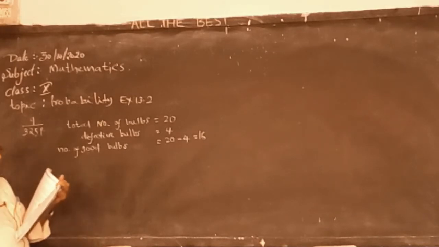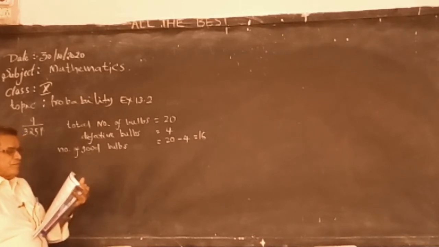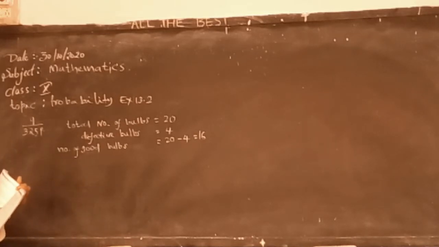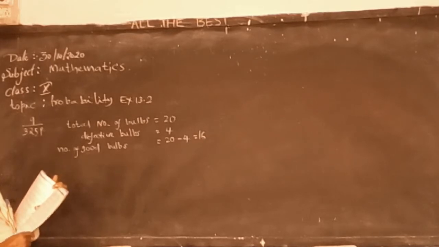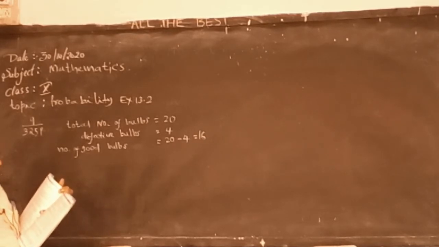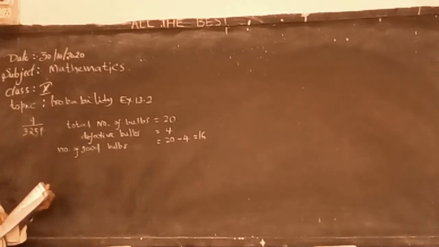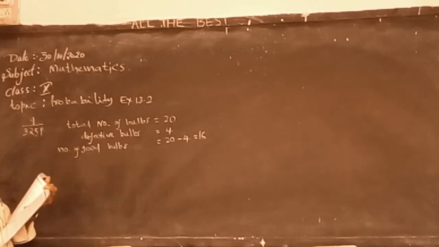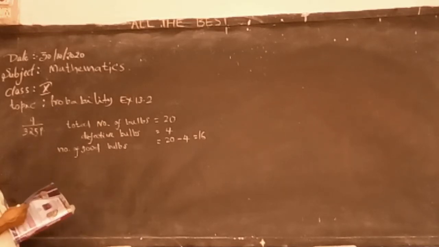One bulb is selected at random from the lot. What is the probability that this bulb is defective? Suppose the bulb selected in the previous case is not defective and is not replaced. Now one bulb is selected at random from the rest. What is the probability that this bulb is not defective? Not defective means good ones. So this is the question.